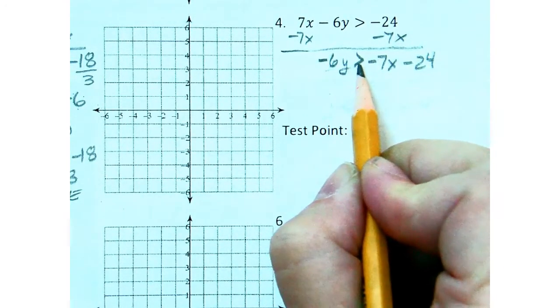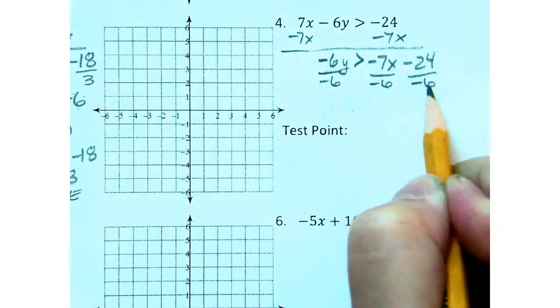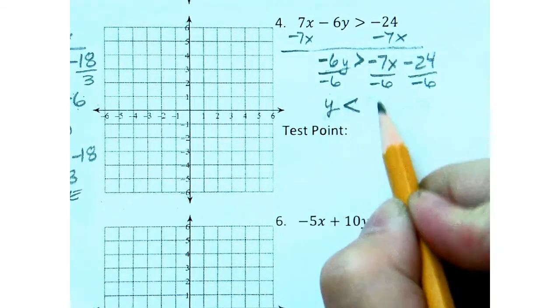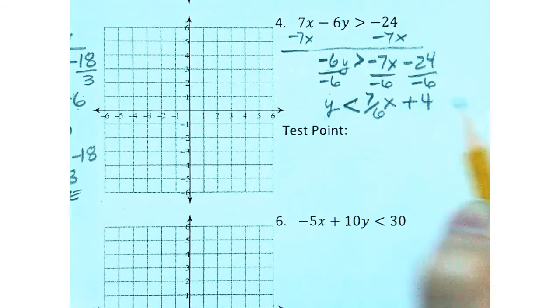Now we need to divide both sides by a negative. Remember that when we divide by a negative with inequalities, we must reverse the inequality, giving us y is less than positive 7/6x plus 4.